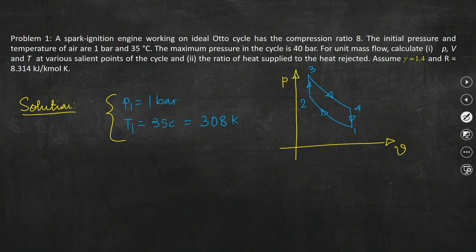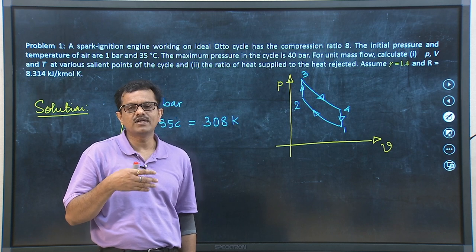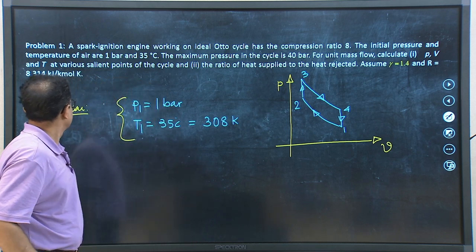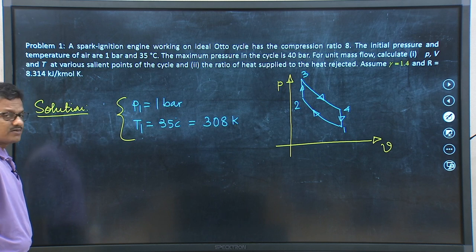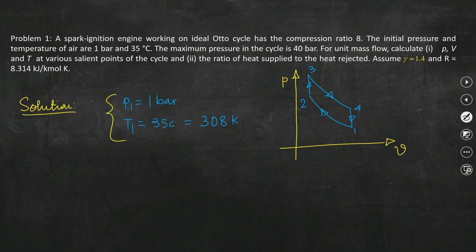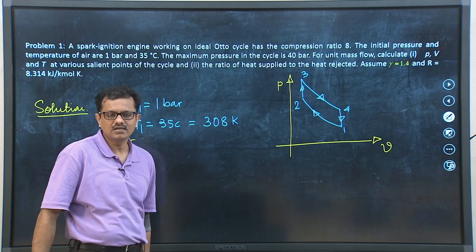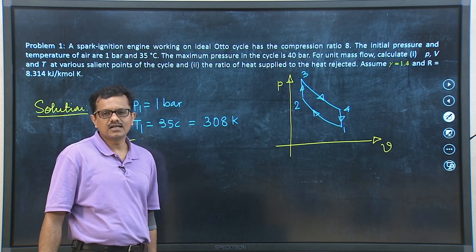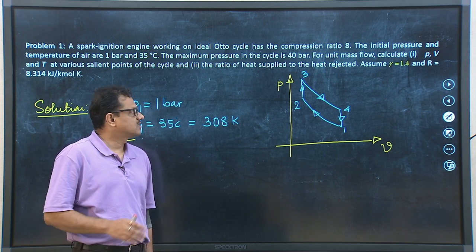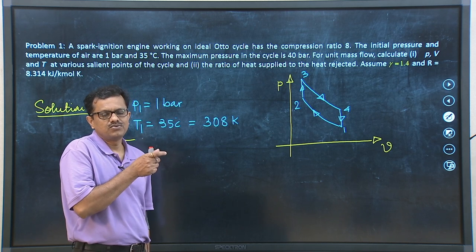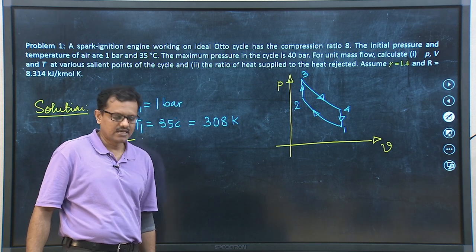Now, we need to know that it is given per unit mass flow rate. So, we need to calculate pressure, volume and temperature at various salient points of the cycle per unit mass flow rate. So, now, we have discussed that we will be applying air standard. So, this is an air standard cycle which is used to compare the performance of this particular engine, and we will be using ideal gas equation, considering that the charge is like an ideal gas.